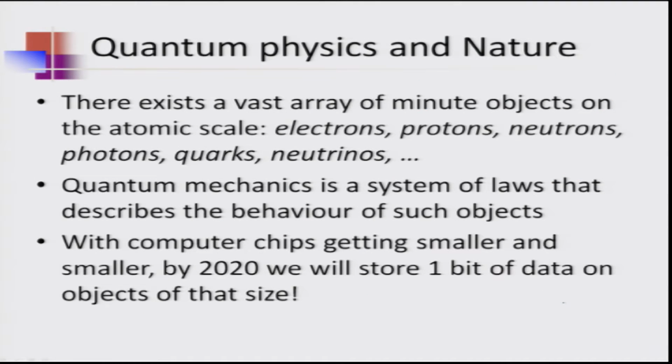Quantum mechanics essentially deals with systems which involve electrons, protons, neutrons, photons, quarks, neutrinos. Any of them can be a potential qubit in some sense, and it is a system of laws that describes the behavior of such objects.